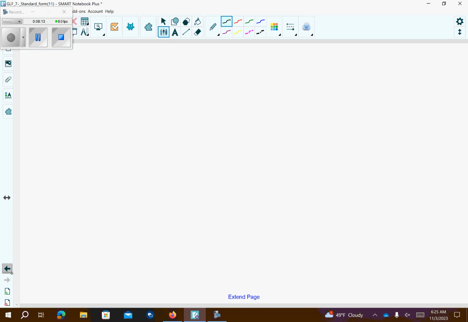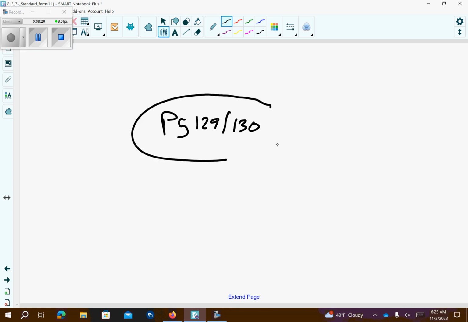So what I would like us to work on today, page 129 and 130. And you have the rest of the period to work on it. Use me for help if you need help. There's a couple of word problems on page 130, so you might want to use Google Translate if you would like to help you out with that.